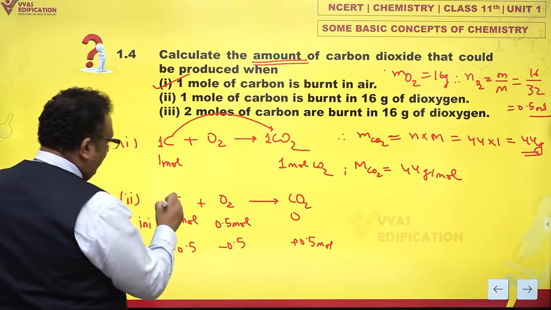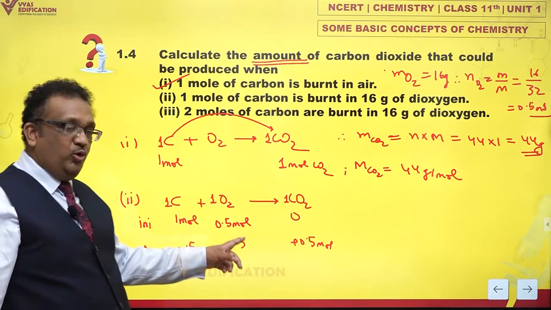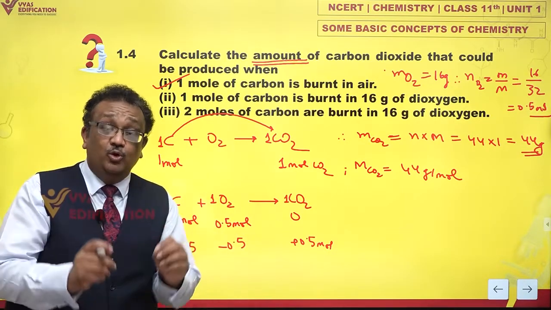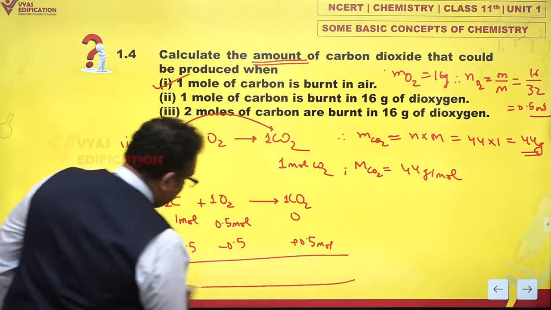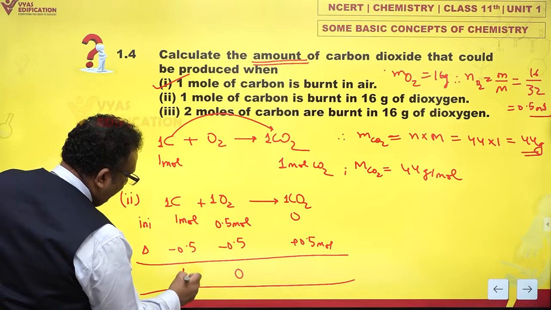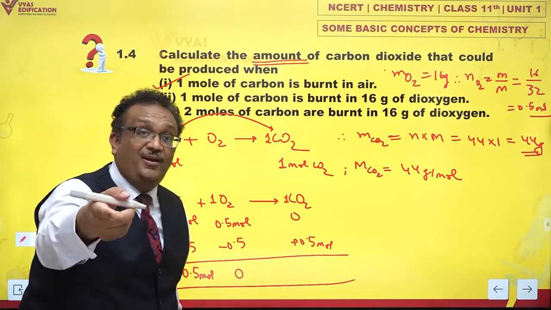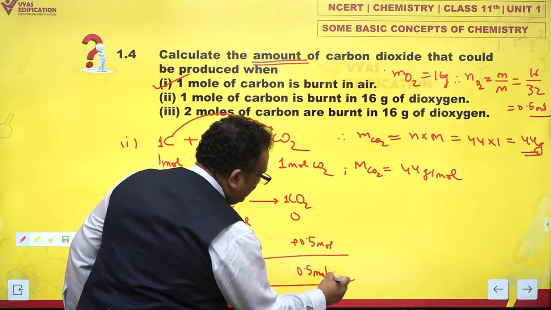You can see the ratio of number of moles is 1:1:1. Whatever is the number of moles of O2 reacting, same is the number of moles of carbon reacting, and same is the number of moles of CO2 produced. What do I get? I get 0 here. I get 0.5 moles. That means 0.5 moles of carbon remain unreacted. And how much do I get? I get 0.5 moles of CO2.